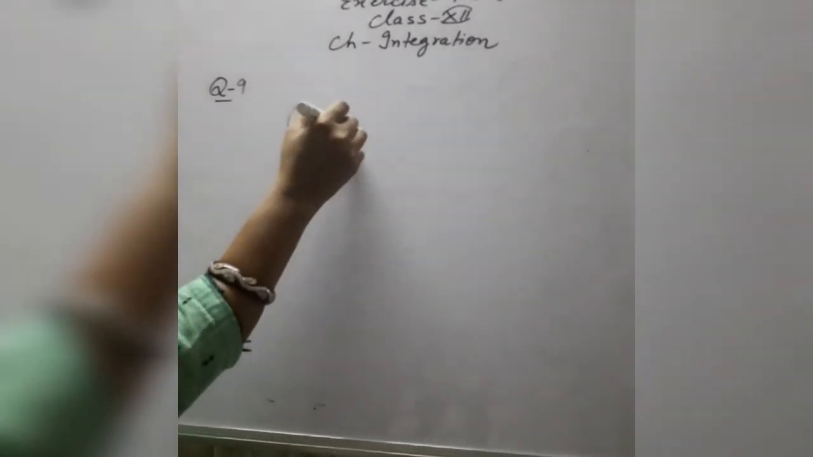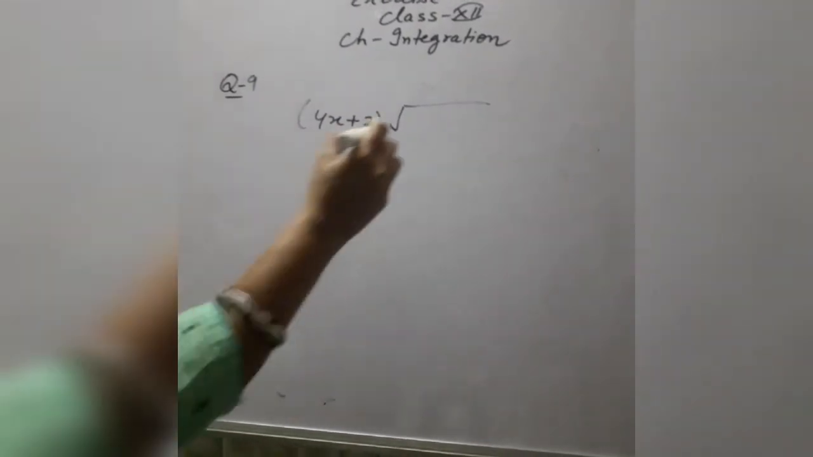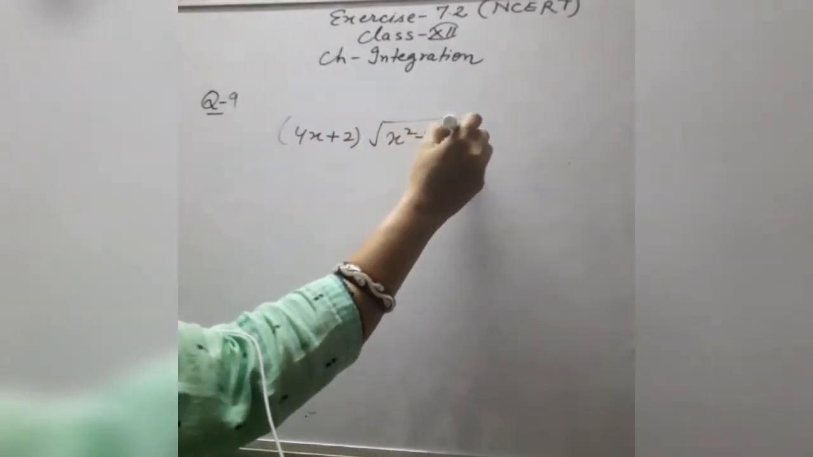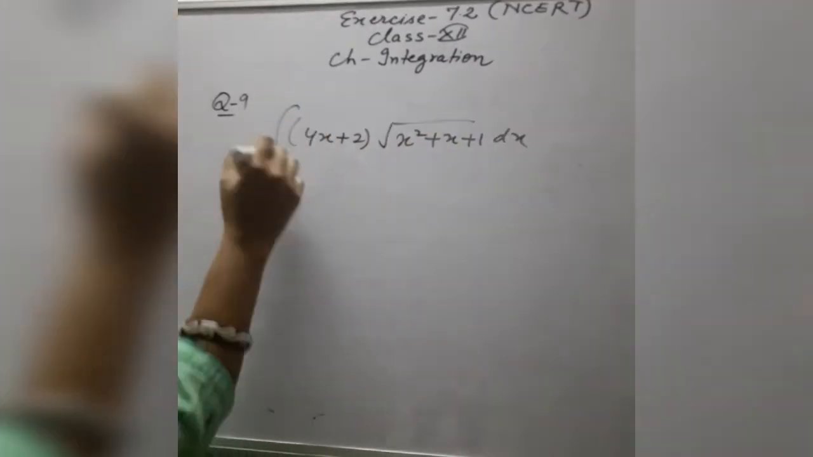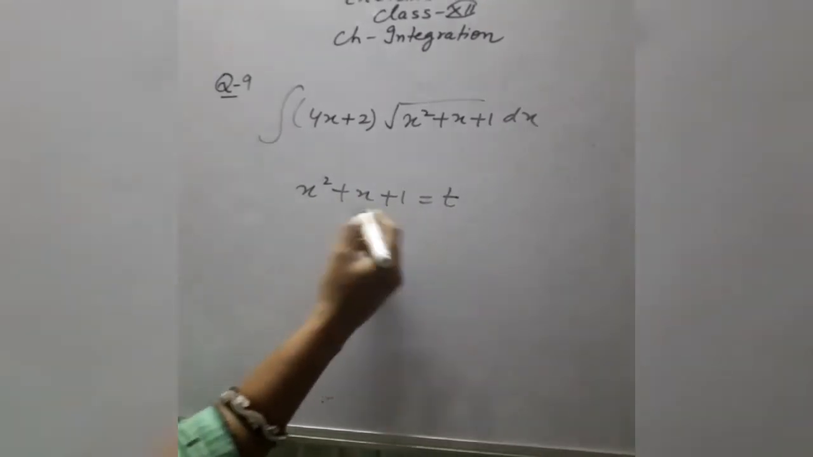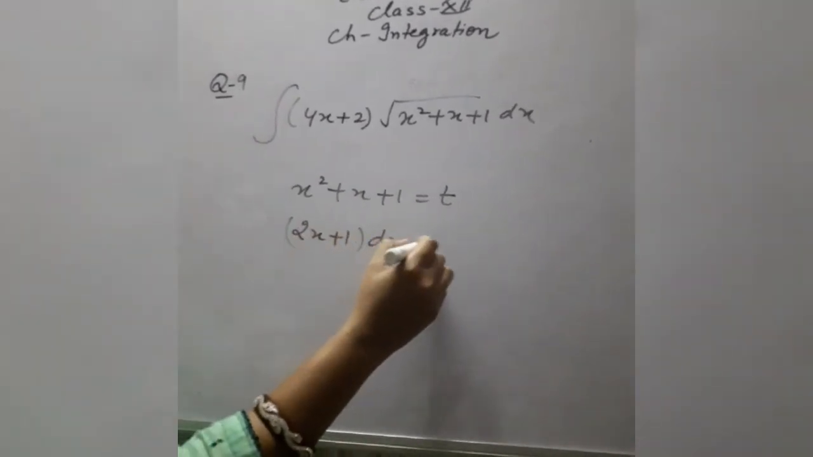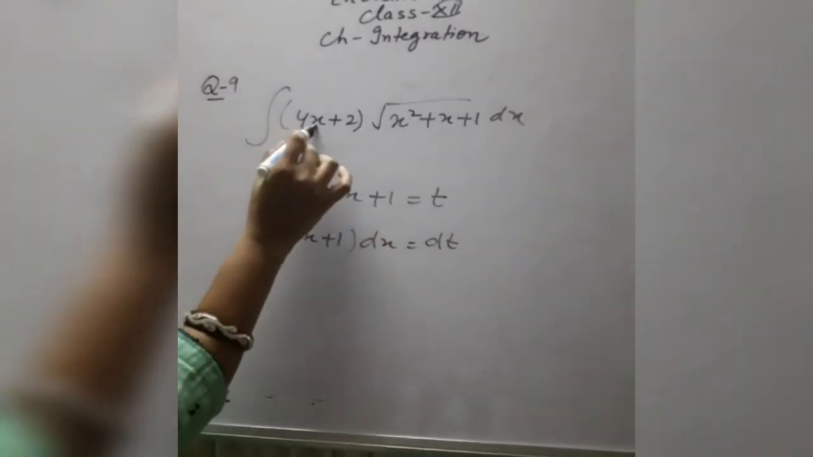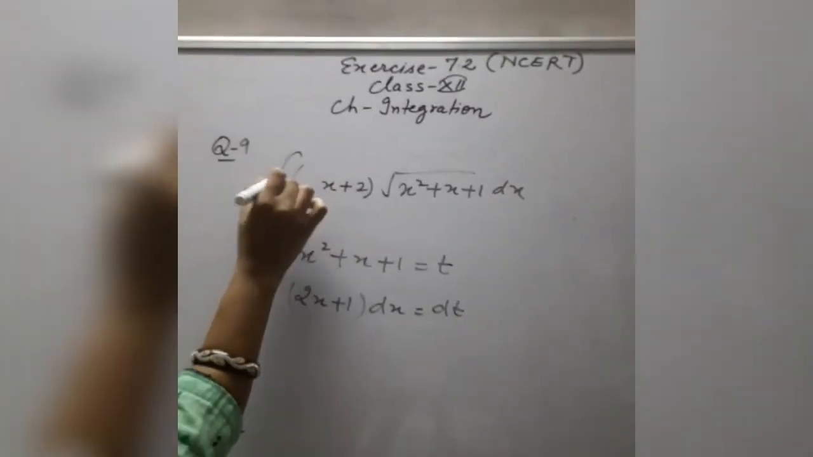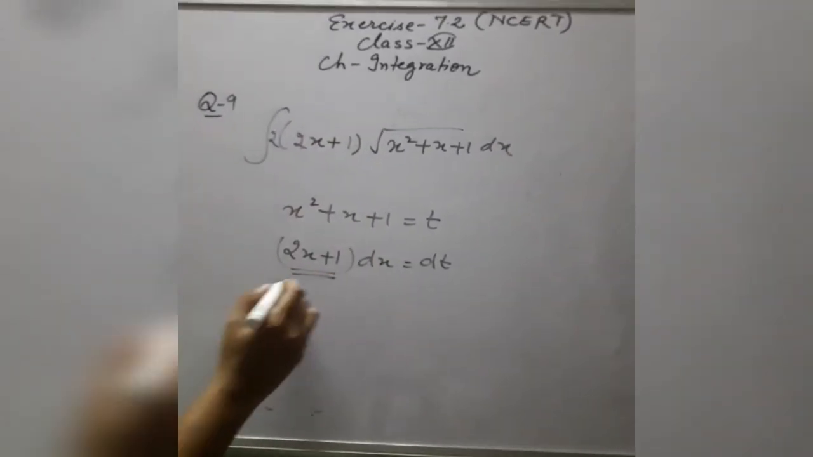In question number 9, 4x + 2, this is a linear expression, and inside the root one quadratic expression x square + x + 1 is given to you. In this sum also you will take this quadratic expression as t. Differentiating both sides you will get (2x + 1) into dx is equal to dt. But here 4x + 2 is written. You can take 2 common. After taking 2 common it becomes 2x + 1.